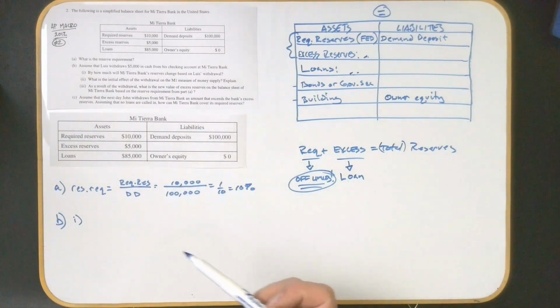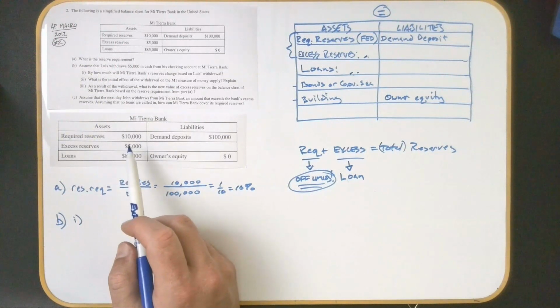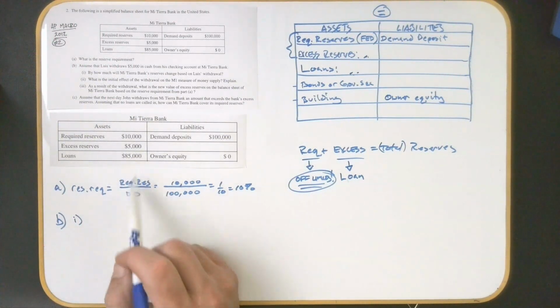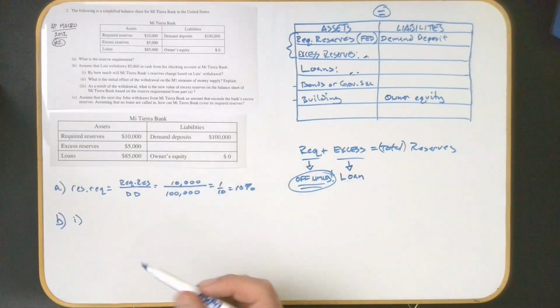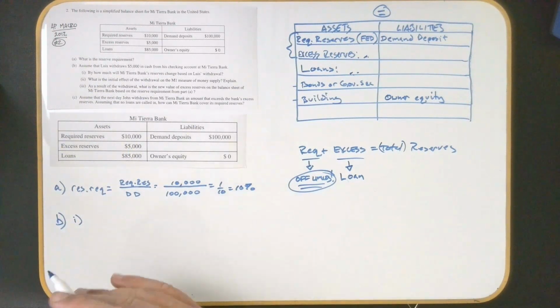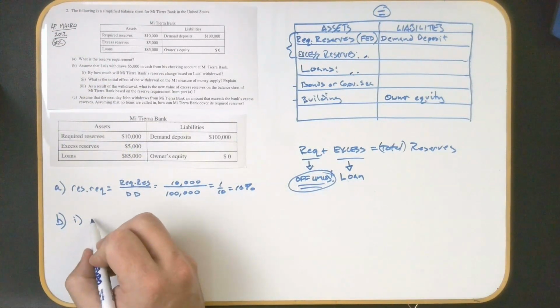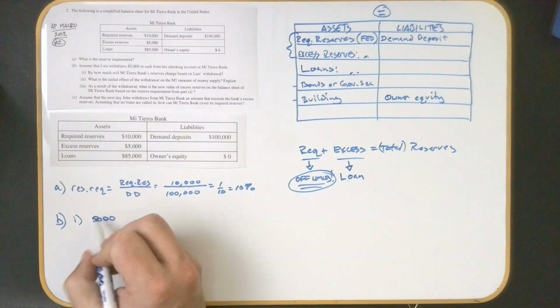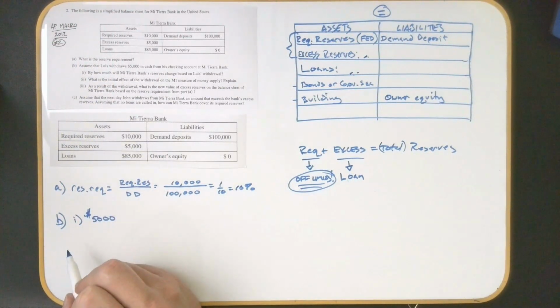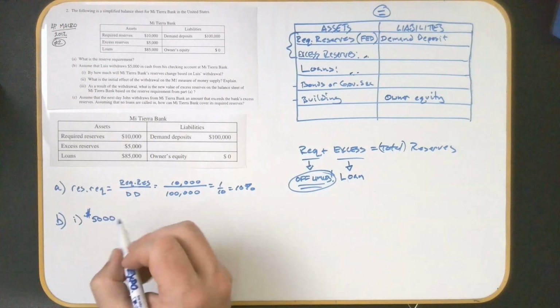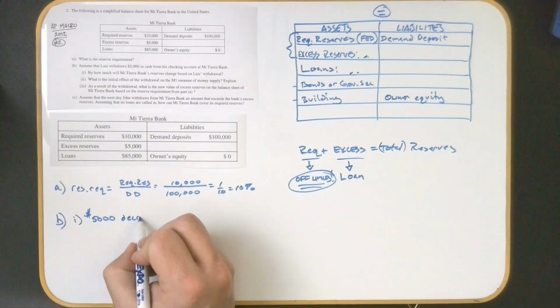And this actually might give you a little hint as to why there's a required reserve amount, because you've got to make sure you have money available for these situations. So how much are the reserves going to reduce by? Well, $5,000. $5,000 decrease.